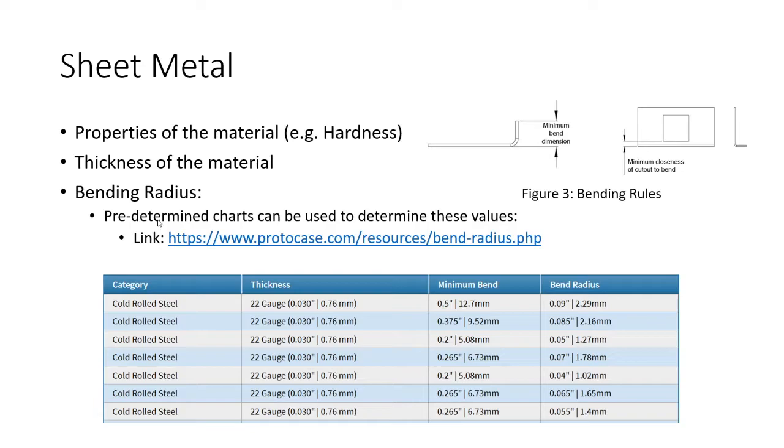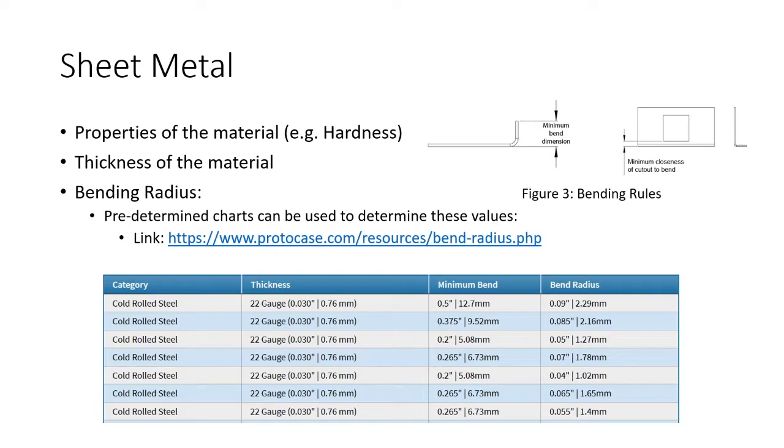So, of course, this bending radius depends on the property of the material and the thickness of the material. There is already a predetermined chart that can be found in this link, which you can use to get the values for the minimum bend you can apply on that material. An example is this for the cold rolled steel, when the thickness is 22 gauge or maybe 0.76 millimeter, you can apply a minimum bend of this. Okay, and the bend radius will be around 2.29 millimeter. This is the suggested value for the bend radius.